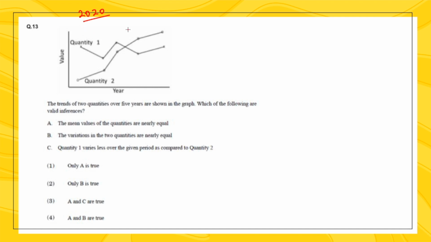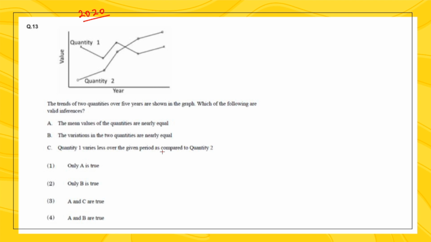Okay, the question is based upon this particular graph, and it says that the trends of two quantities over 5 years are shown in the graph. Which of the following are valid inferences? Now, from the graph there is no year mentioned and no value mentioned. But the statements given are: A, the mean value of the quantities is nearly equal. B, the variation in the two quantities is nearly equal. C, quantity 1 varies less over the given period as compared to quantity 2. Which of the following are the valid inferences? That's what you have to tell. So it can be A only, B only, A and C, or A and B.